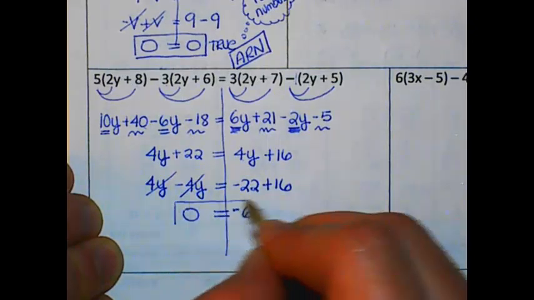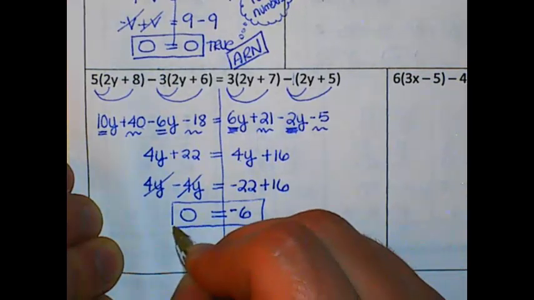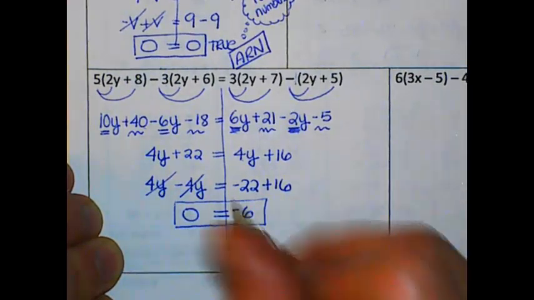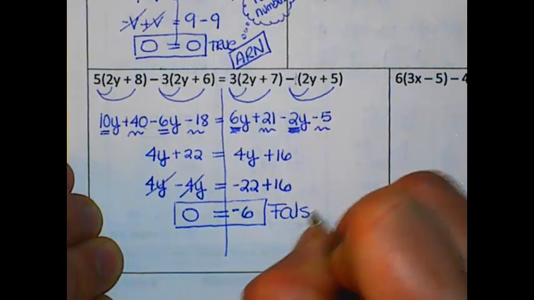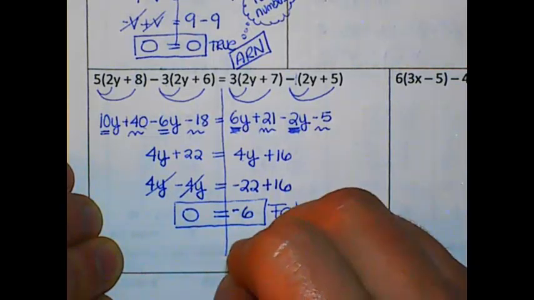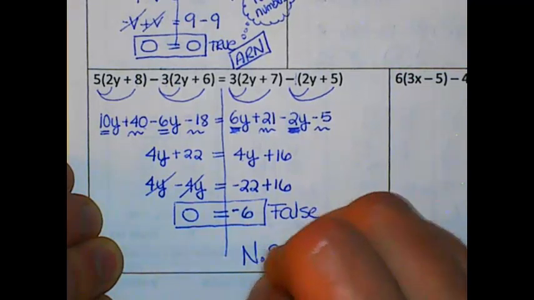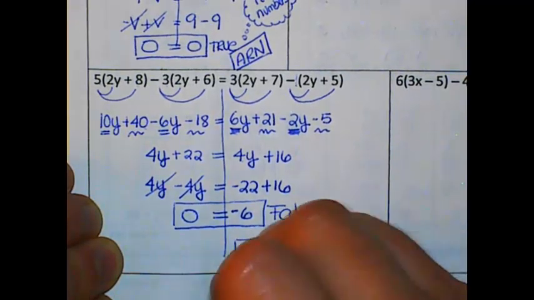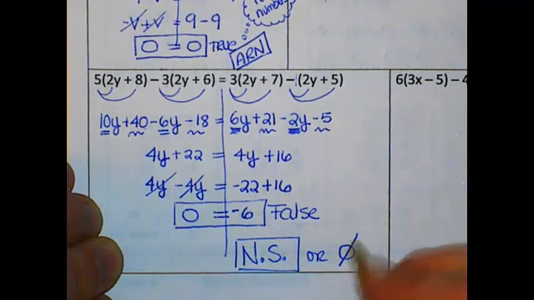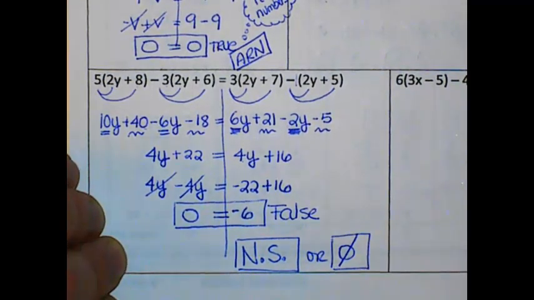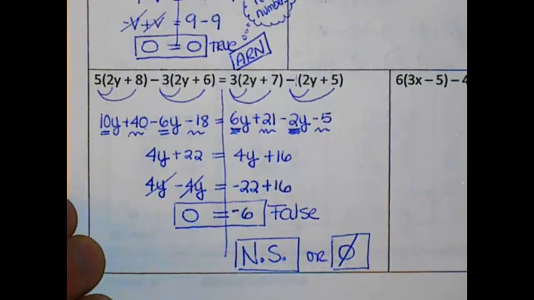So in this case, the letter disappears, so I have one of those special cases where I have to ask, is this true or false? This is false, and because it's false, then I write no solution. Or again, you can use the symbol of no solution. Alright? Let's go on to the next problem.